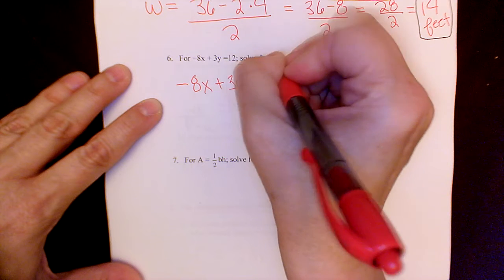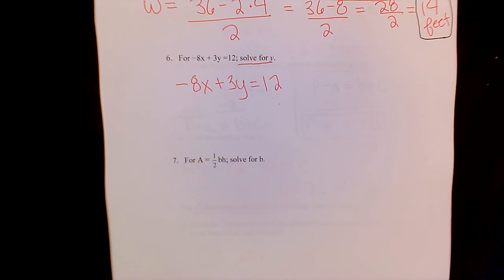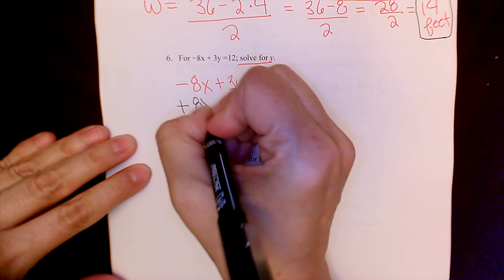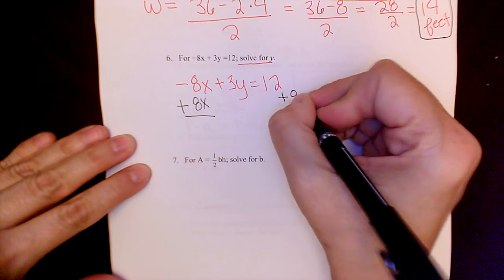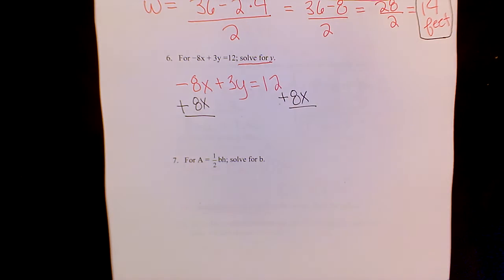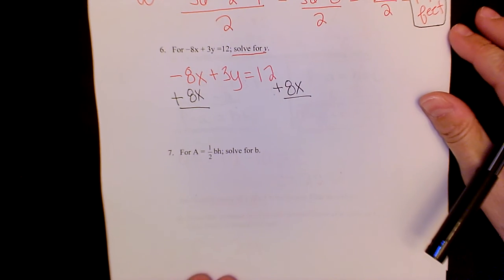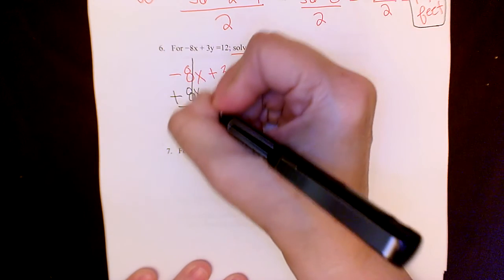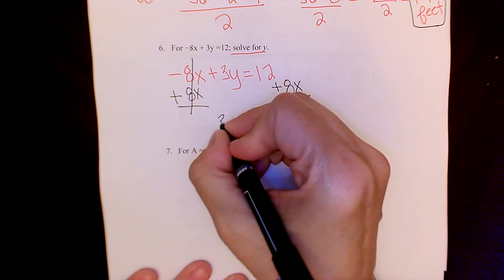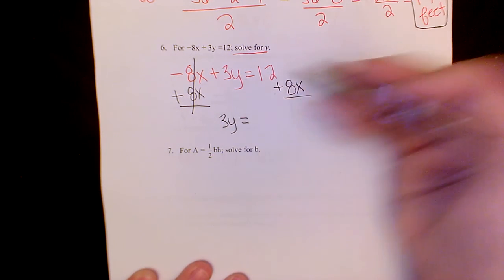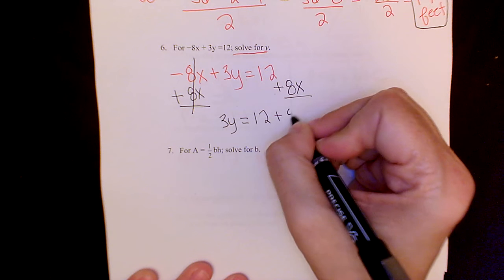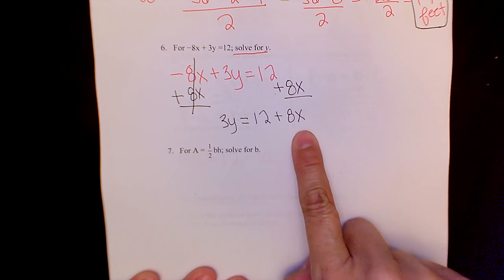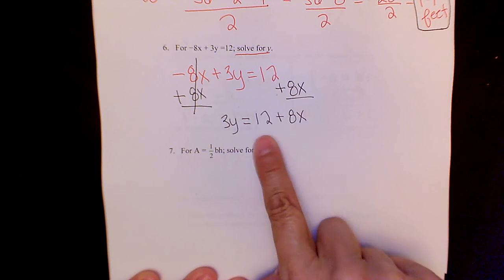And I want to solve for y. So the opposite of subtracting 8x, or negative 8x, is positive 8x. So I'm adding 8x to both sides of the equal sign. And I believe we've done this before. So negative 8x and positive 8x drop out, and I'm left with 3y equals 12 plus 8x. Can I combine numbers with 8x's? I cannot.